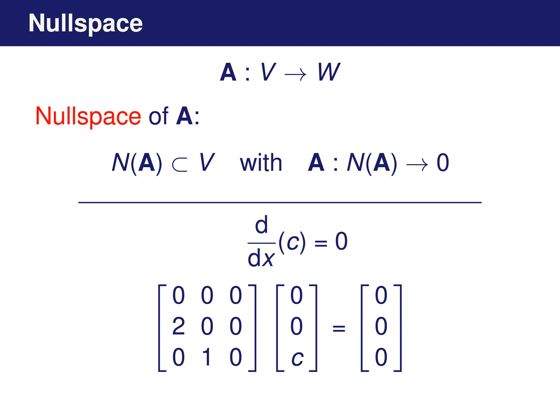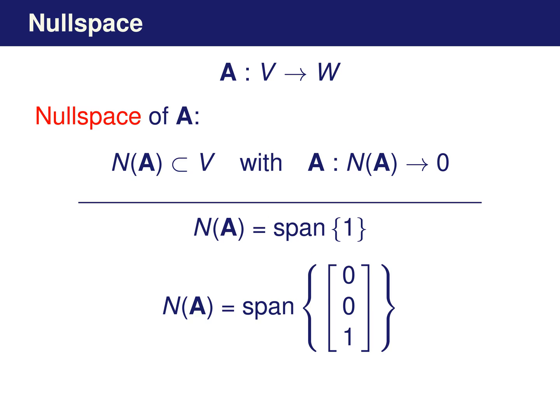The constants form the null space of the derivative operator. We can write the null space of the derivative operator succinctly as the span of the vector 1, or in matrix notation the span of the column vector 0, 0, 1.